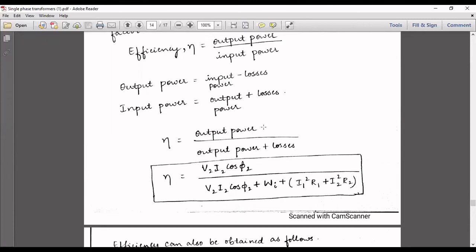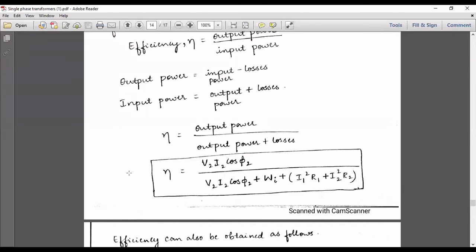When I talk about power in a single phase AC, it is always VI cos phi. Since we are talking about the output power, that is the secondary side, the efficiency is given as V2 I2 cos phi 2 divided by V2 I2 cos phi 2 plus Wi plus I1 square R1 plus I2 square R2. Wi plus I1 square R1 plus I2 square R2 are nothing but the losses. So this is the equation to find the efficiency.